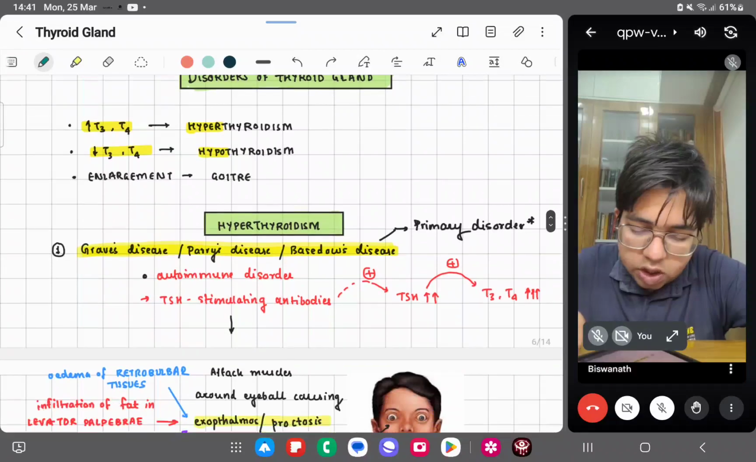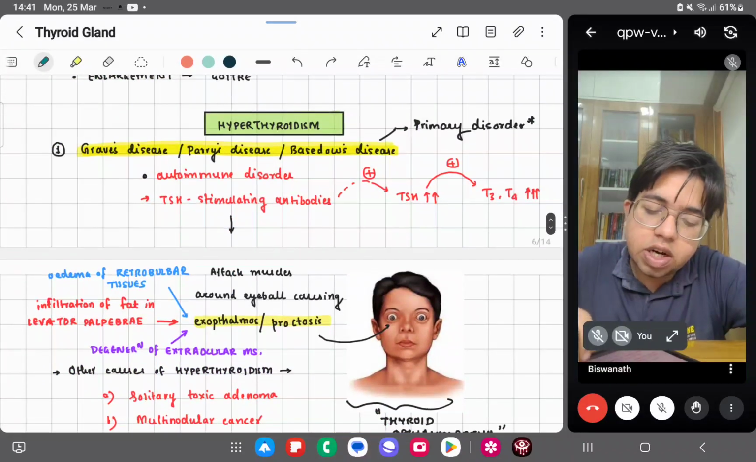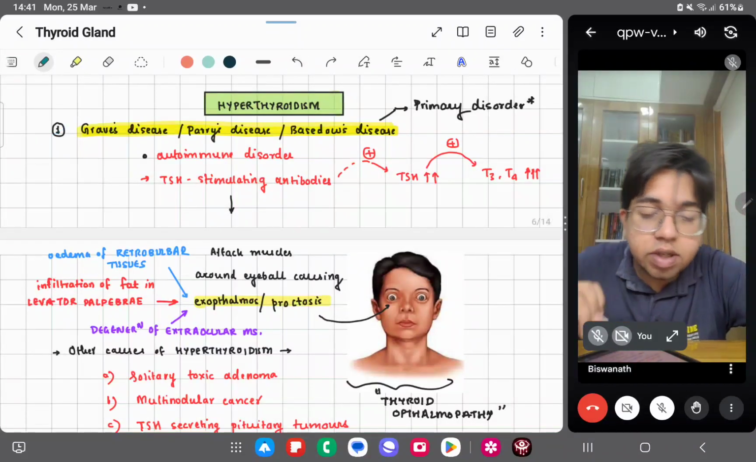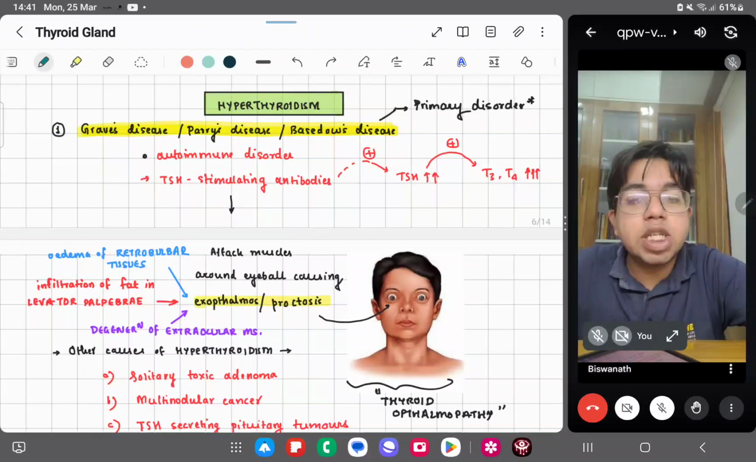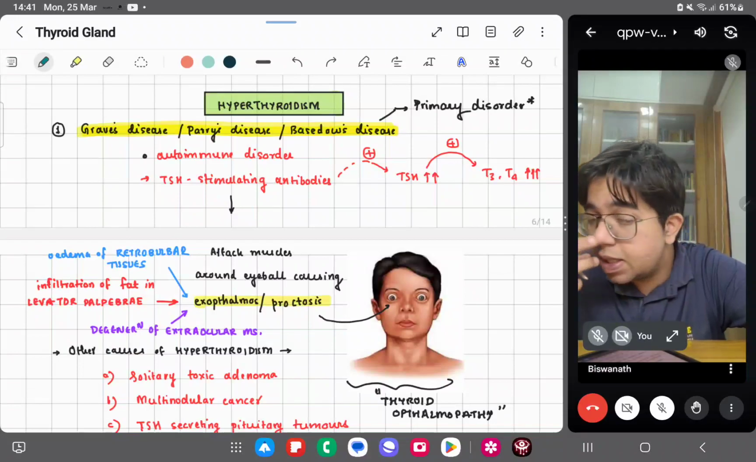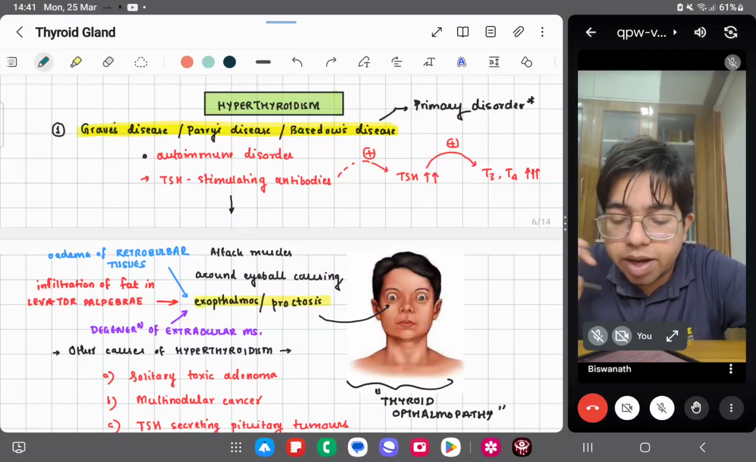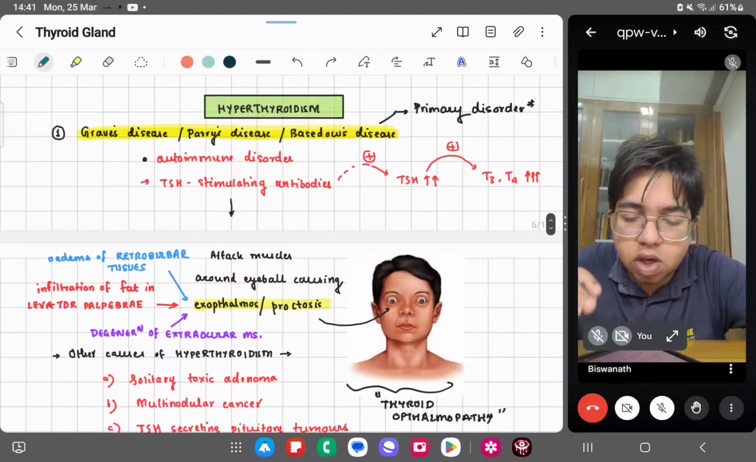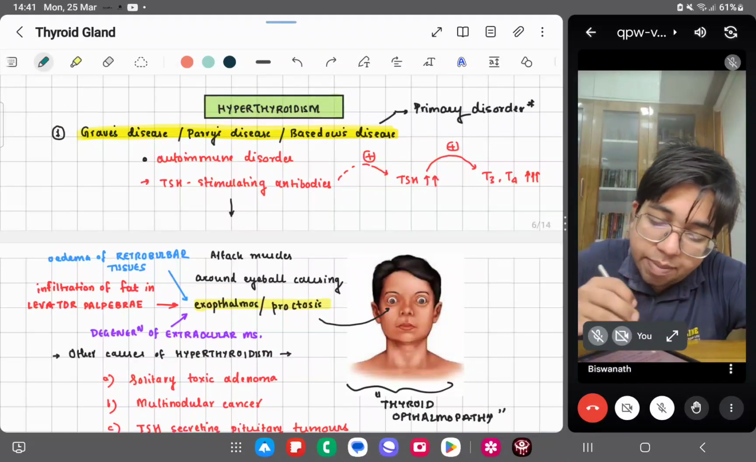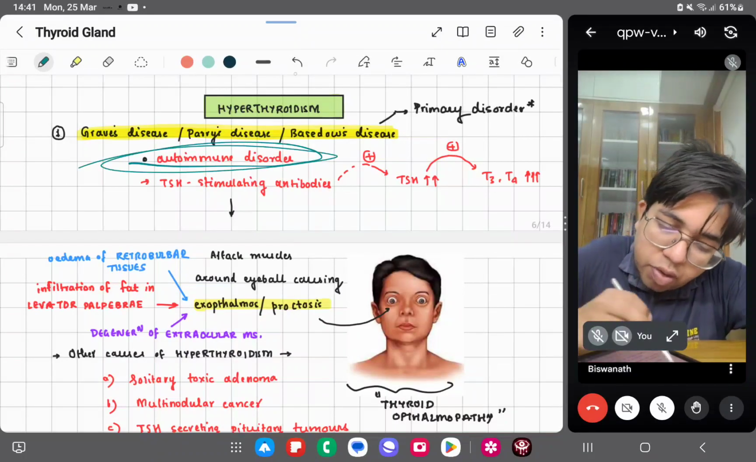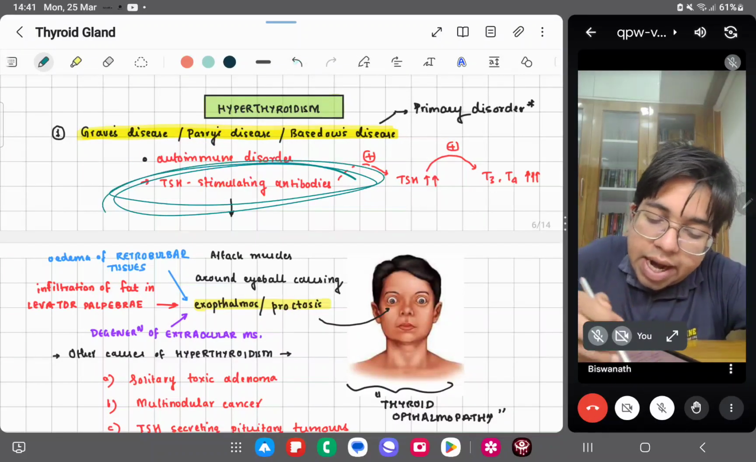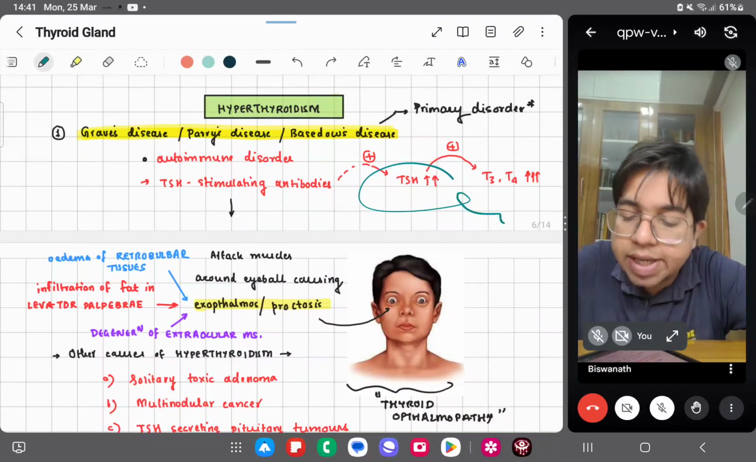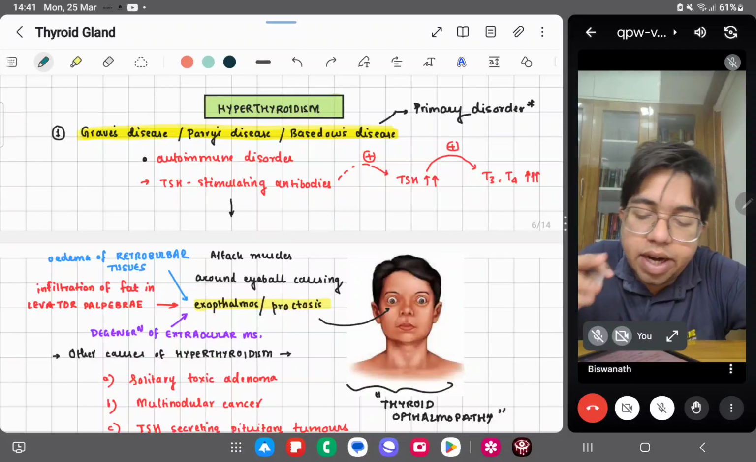Let's talk about the disorders. In disorders we have hyperthyroidism first. Most important is Graves disease, also called Parry's disease or Basedow's disease. Thyrotoxicosis is just a variant of it. It's a primary disorder, the problem is in the thyroid gland itself. It's an autoimmune disorder. TSH stimulating antibodies are present, which will stimulate the thyroid and chronically increase the levels of T3 and T4.